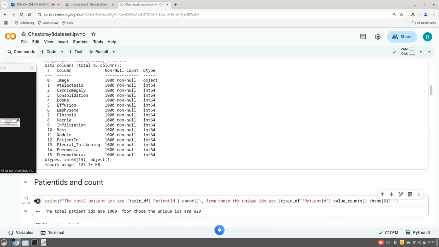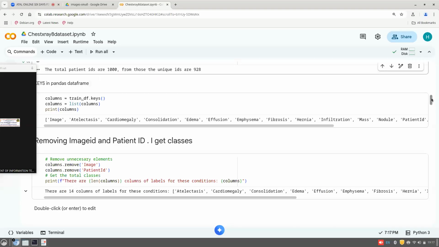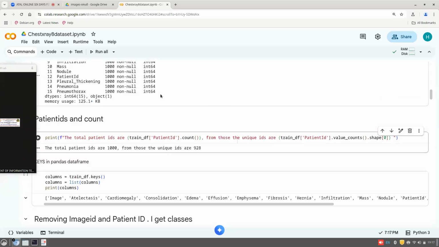And if I run this, I can see that there are 1,000 patient IDs, but out of them unique are 928, which means there are 928 patients. For some of the patients, I have multiple X-rays. So that's why unique patient IDs are 928.